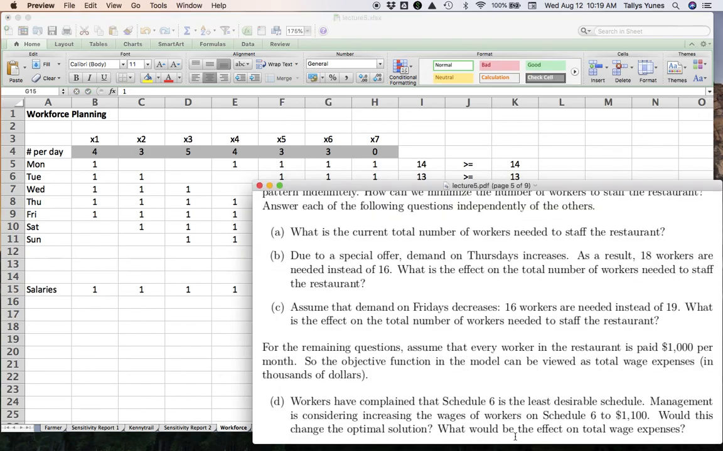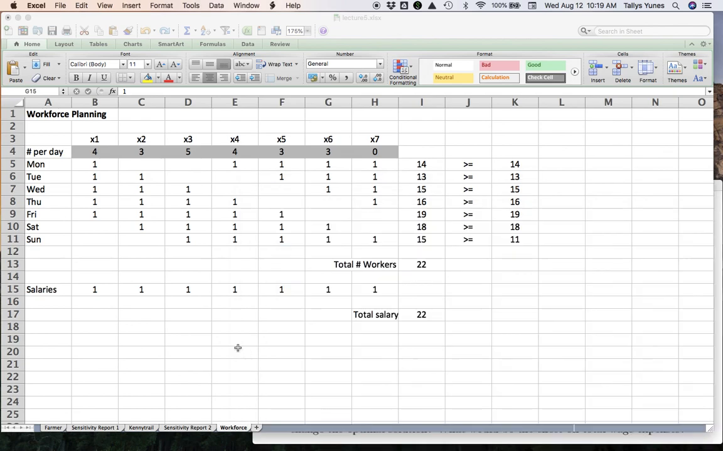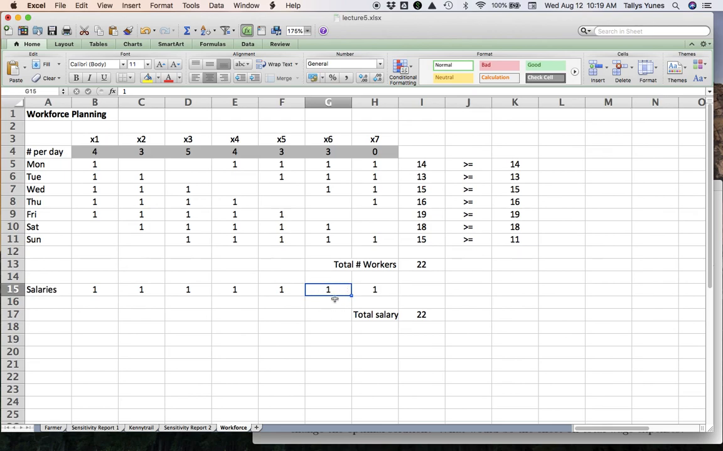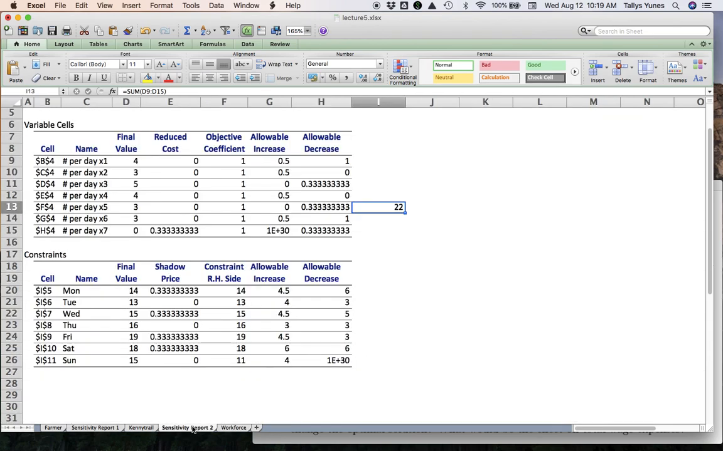The question then is, if we did this, would this change the optimal solution? Meaning, would we reallocate these people? And also, part of the question is, what would be the effect of making this change, making this a 1.1, on the overall expense we have with salaries? Well, let's take a look.